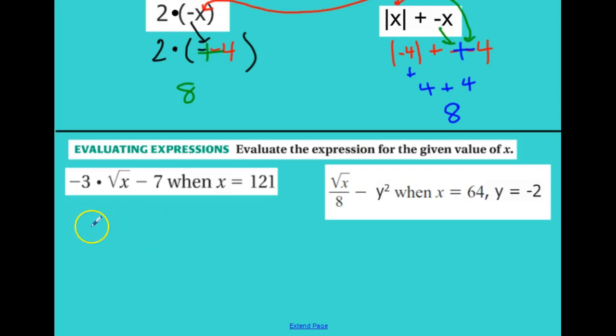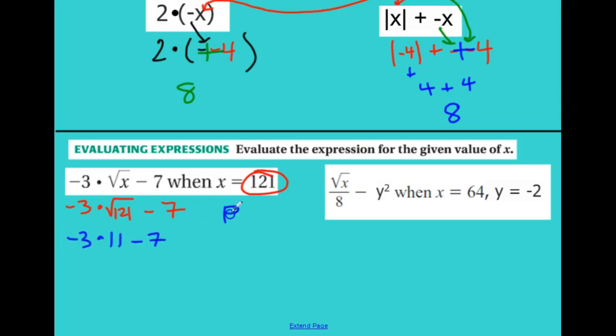Alright, a couple more evaluating expressions. Here we have -3 times the square root of x, and x is really 121, and then -7. Let's simplify the square root of 121. Hopefully you get to know this one. It's just 11.